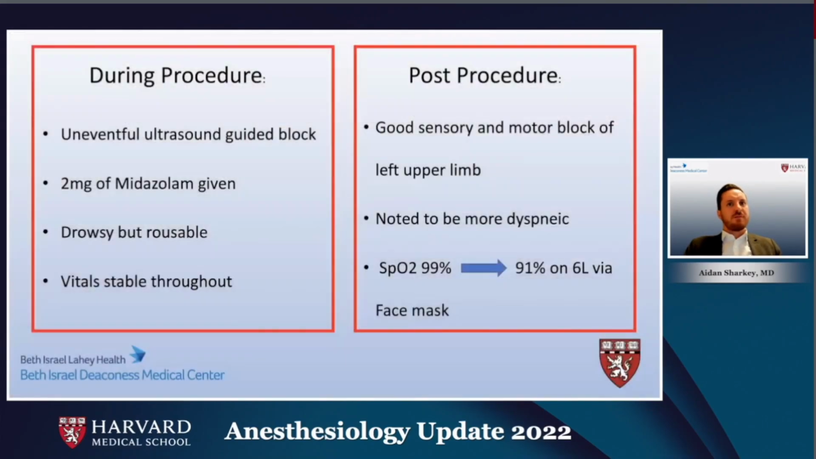During the procedure, the patient did very well. According to the block team, it was a very uneventful procedure. She was given 2 milligrams of midazolam, which had a good effect, and she was stable throughout the procedure. However, approximately 20 minutes after the procedure, it was noted that the patient was objectively and subjectively more dyspneic, and her O2 saturations were lowered to the low 90s, having previously been normal at 99%.